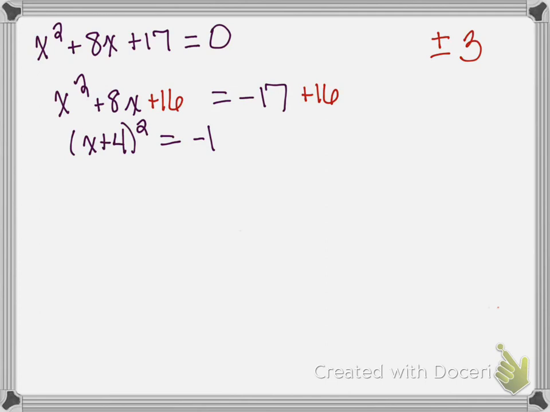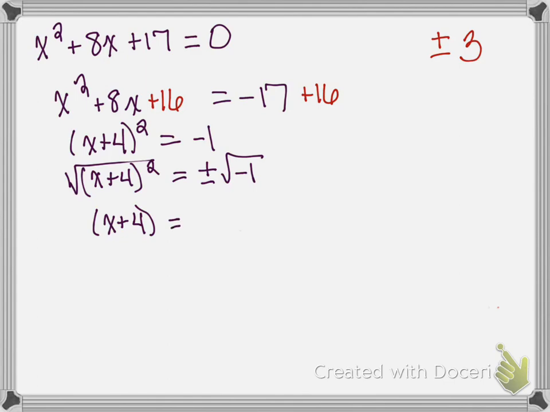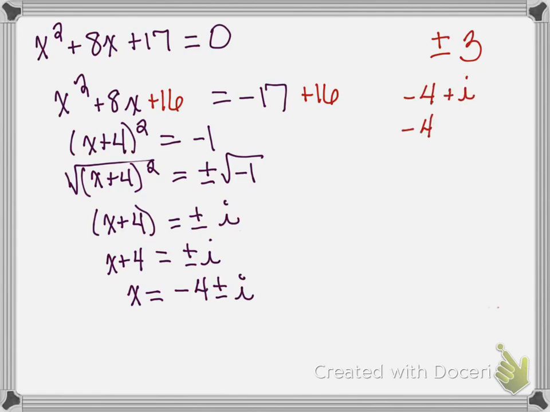My next step is to take the square root of both sides. When I do that, I have to do plus or minus on the right-hand side. I have to. So I have plus or minus the square root of negative 1. What is the square root of negative 1? What is it? It's i. Okay? I didn't need to put parentheses there. My next step is to subtract 4 from both sides. Now, what I want you to realize here is that these are 2 different answers. This is negative 4 plus i, and it's negative 4 minus i.